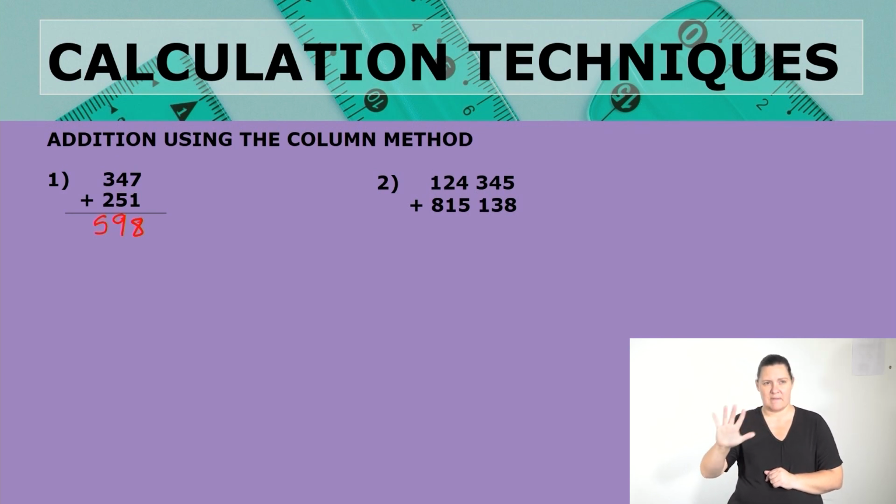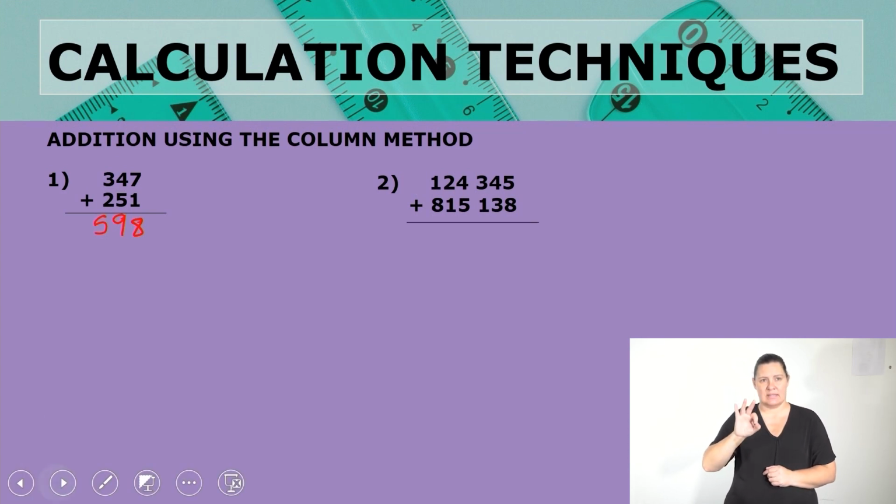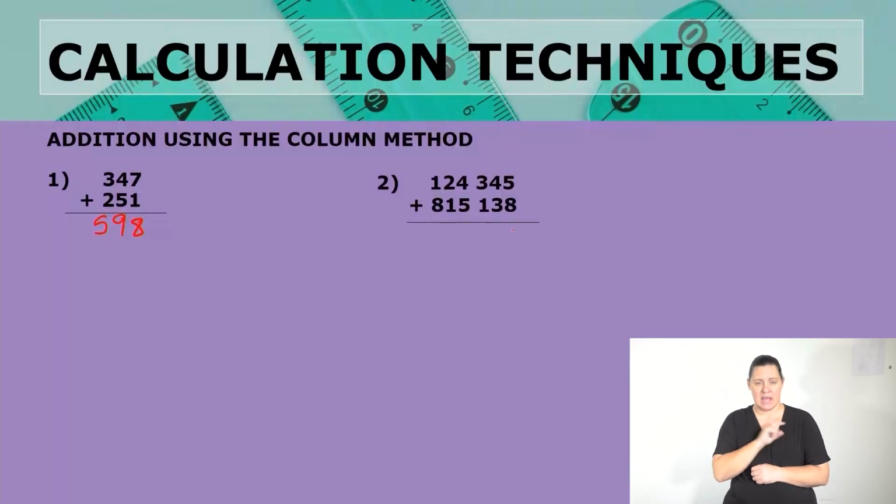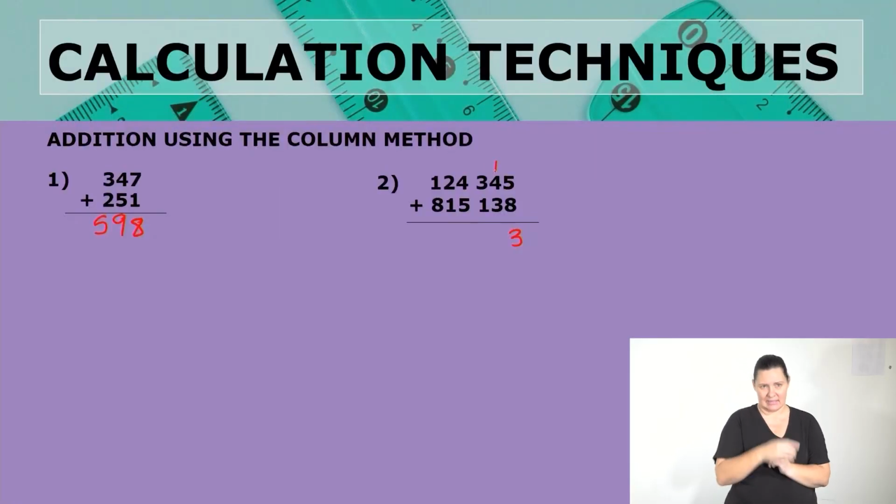The next one there is 124,345. We are adding 815,138. So again, we are going to start with the ones. I have 5 ones and 8 ones. So 5 ones and 8 ones gives me 13. Because it is only the 3 that belongs to the ones, that 10 cannot be in the ones column. It has to go on to the tens column. So I'm just going to write it above to show that it falls under the tens.